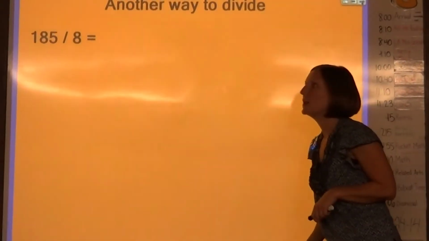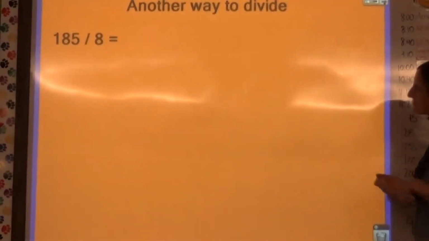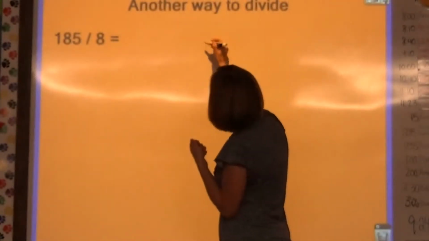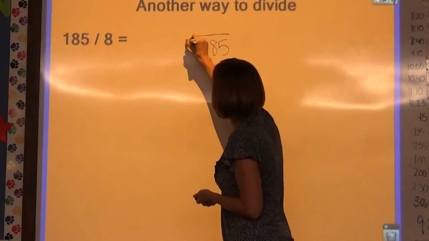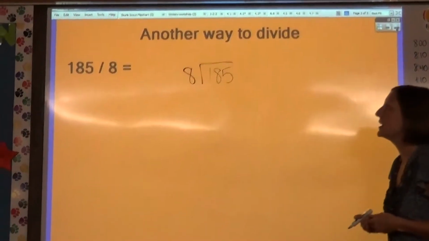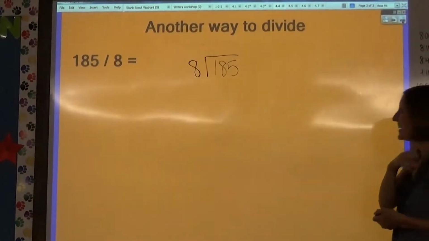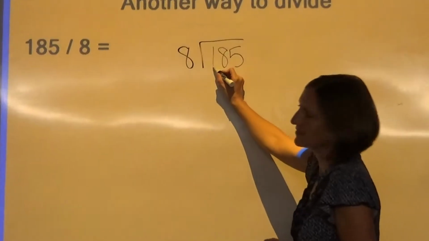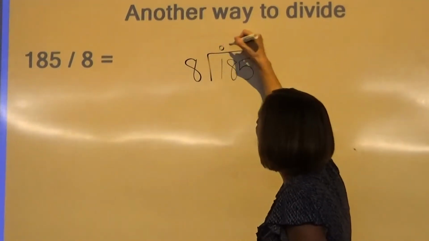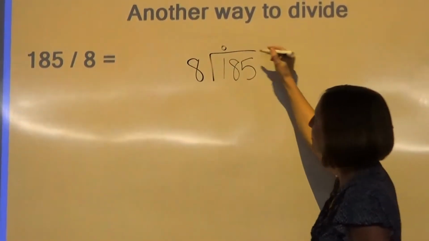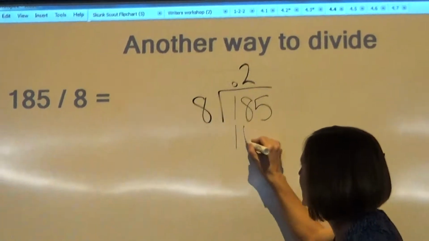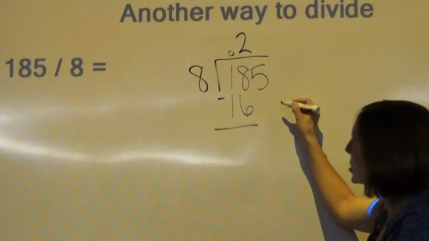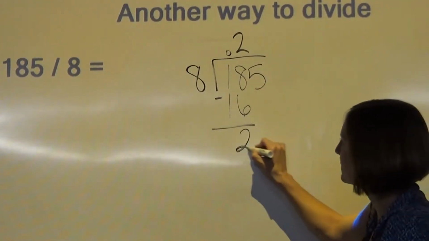Today I want to show you another way that you can divide. We're going to use the same problem, 185 divided by 8. And this time I'm going to ask myself, can 8 go into 1? No. How many 8s can go into 18? Well, there would be 2, because 2 times 8 is 16. And now if I subtract, there are 2 left over.